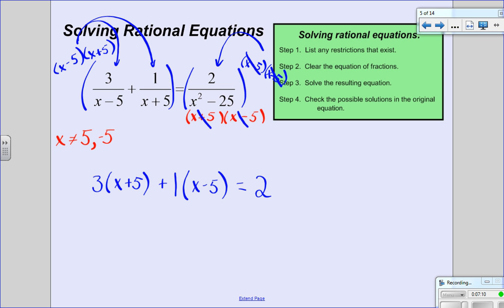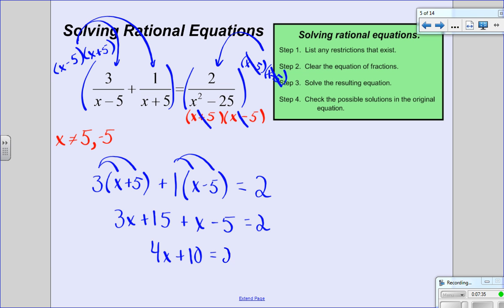Now let's go to step 3. Let's just solve this resultant equation. We have to first distribute our expressions on the left side. 3x plus 15 plus 1x, or x minus 5, equals 2. We can combine like terms and isolate our variable. Now we can carry that on over here. Divide by 4. X equals negative 2.